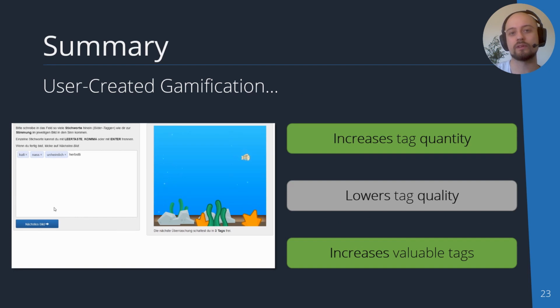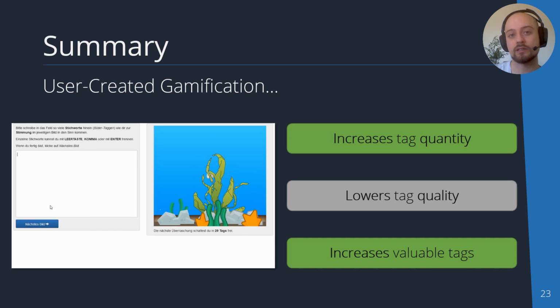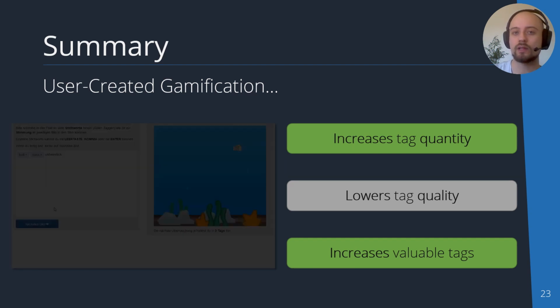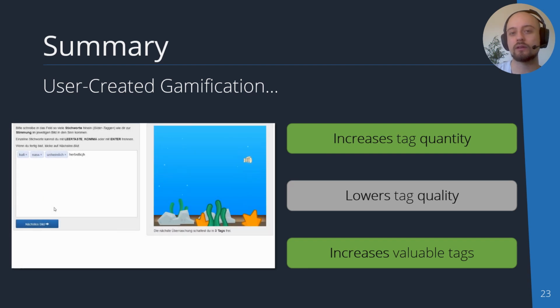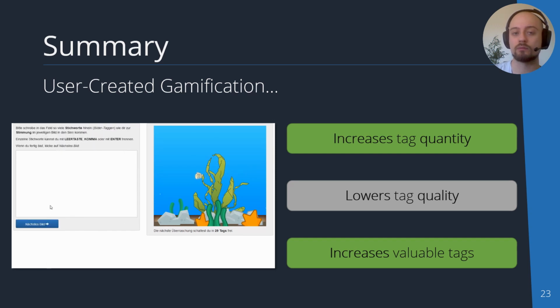To summarize our results, I can say that user-created gamification is able to increase tag quantity at the cost of slightly lower tag quality when we compare it to not using gamification at all. But if we filter out those tags of bad quality, we can see that user-created gamification is still able to achieve the highest amount of tags compared to top-down gamification and no gamification. Now, in the future, it would be interesting to get to know the reasons for this high amount of tags, as it was not reflected in our results.